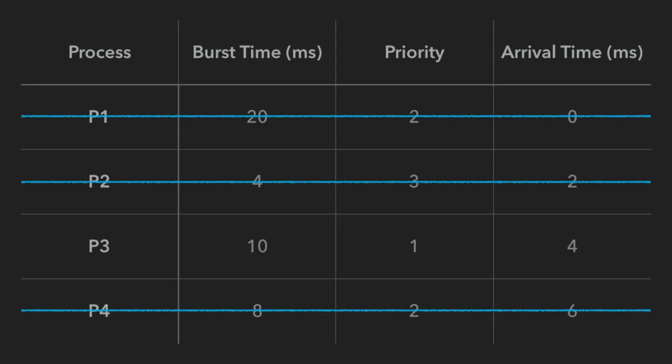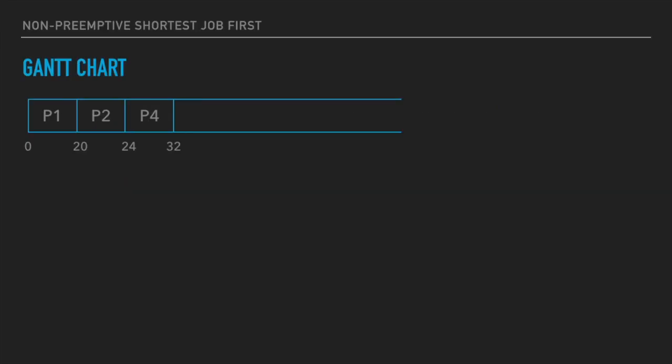And P3 is the only process left right now that can be executed, so it will be next in the Gantt chart. Okay, so now it's 42. So, all the processes have been executed. Let's just clear that part up.